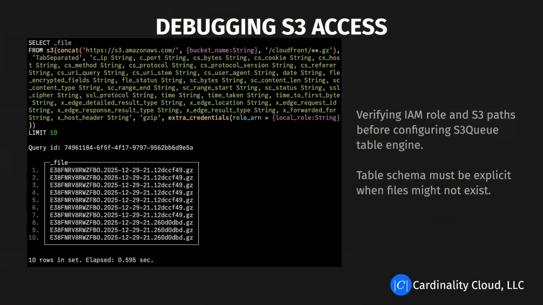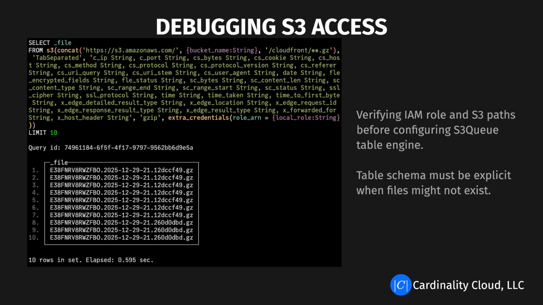The next step is really just doing some debugging. And here on the screen is the SQL statement that I use just to select the files and number of files that I see in my S3 bucket, to make sure that I've got my IAM account and IAM authentication working, as well as the file glob that I'm pointing ClickHouse at.